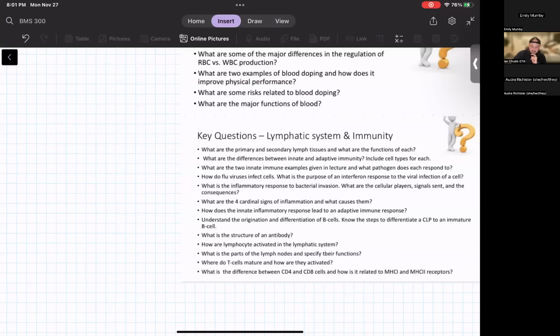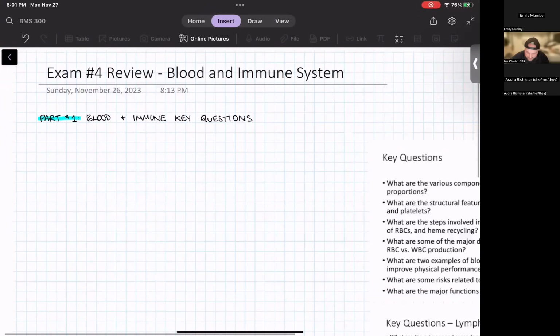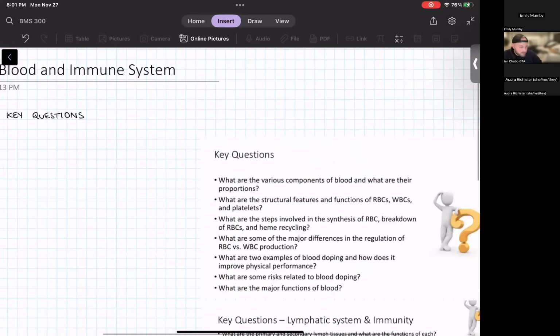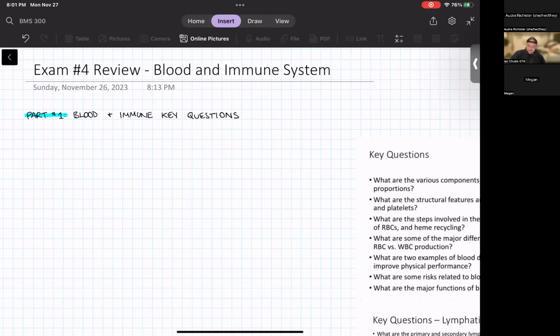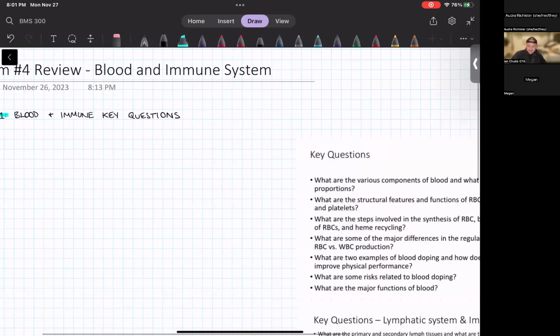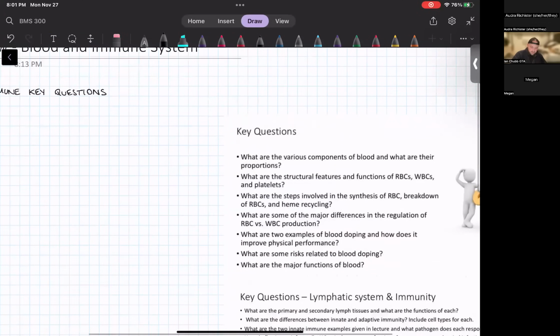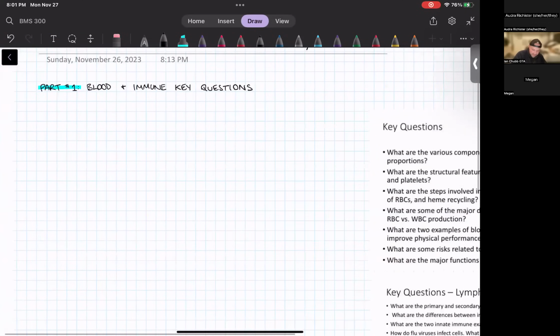Let's do it. All right, so starting with key questions, we're going to start with the blood and immune system. Hopefully we all know blood and immune is still on this exam, even though that felt like it was a while ago. Hopefully we've already looked at all the key questions and have an idea of what he wants you guys really to understand.